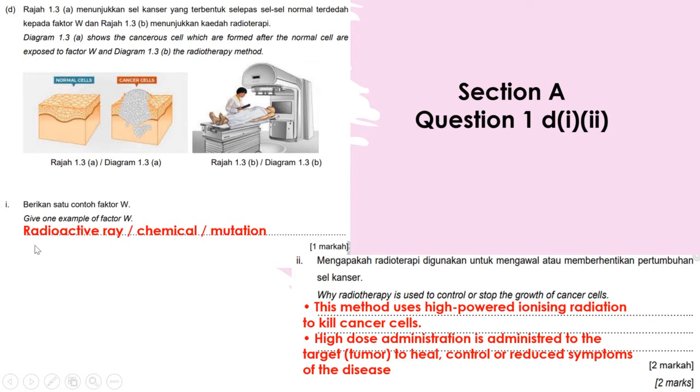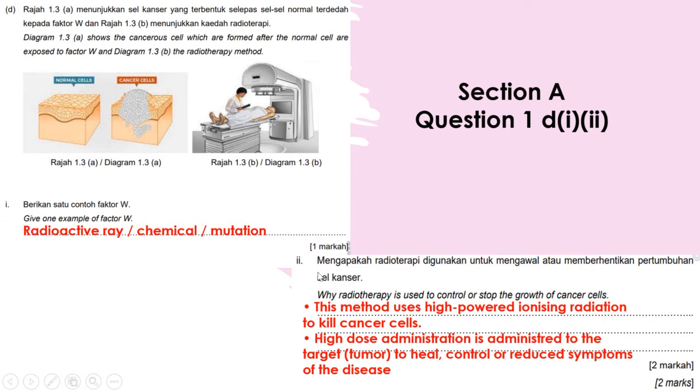You can either give radioactive ray, or you can just write UV ray, ultraviolet ray, or any ray, alpha ray, gamma ray. Okay, and then you can also write the chemical substance, or you can write the mutation. Right, so this is the example answer for question 1, D1.